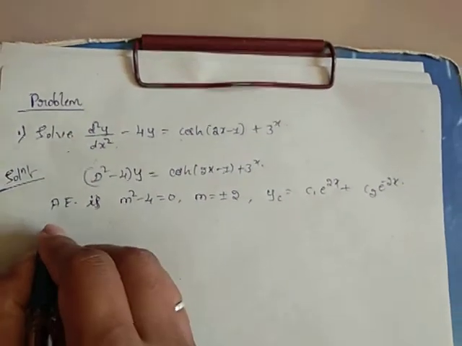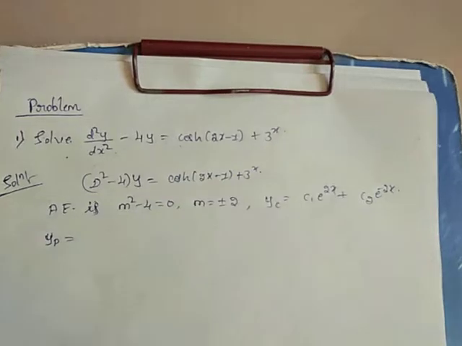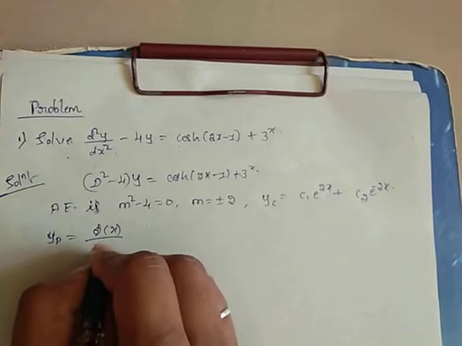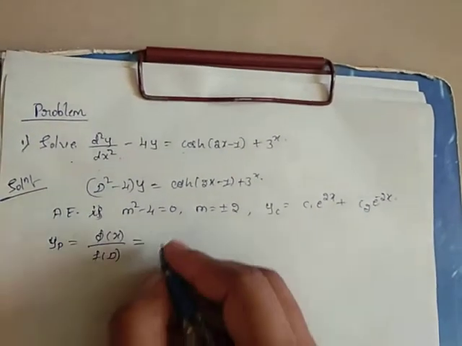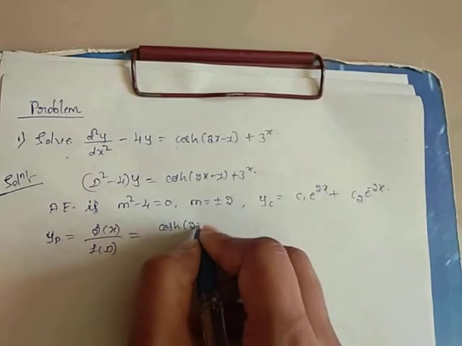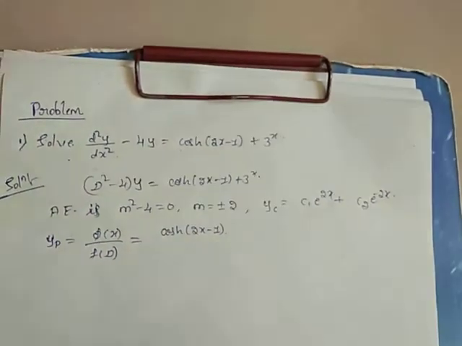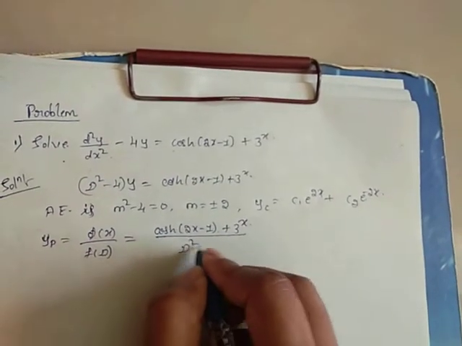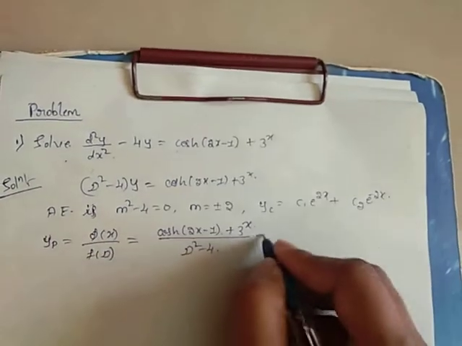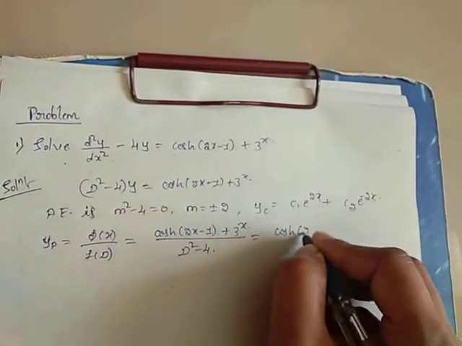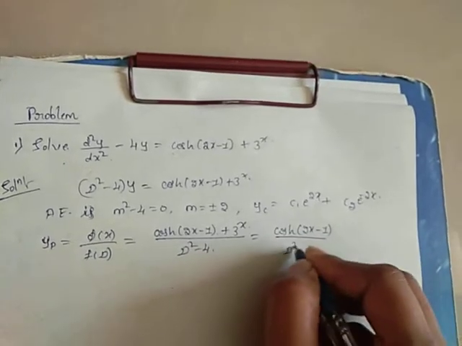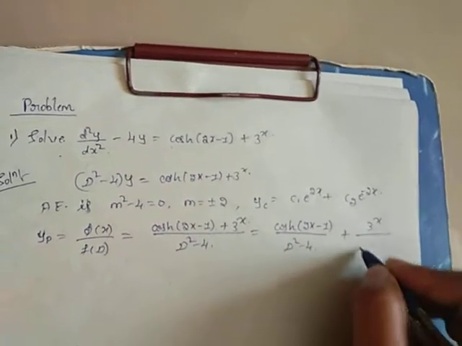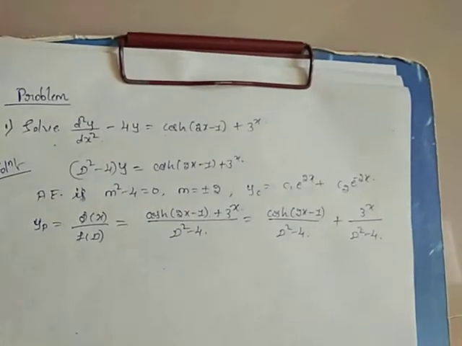After writing the complementary function, we move to the particular integral. So our particular integral is function of x by function of D. So our function of x is cosh of 2x minus 1 plus 3 raised to x divided by D square minus 4. We split the denominator to both the functions: cosh 2x minus 1 divided by D square minus 4, plus 3 raised to x divided by D square minus 4.